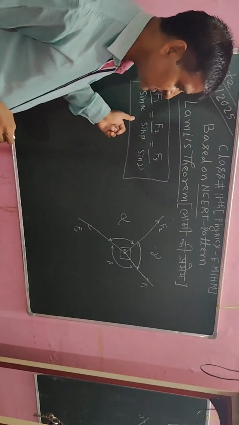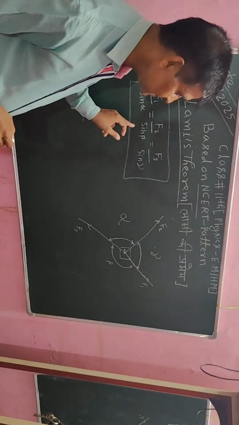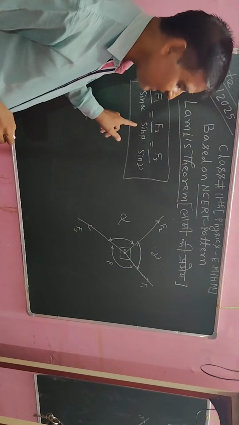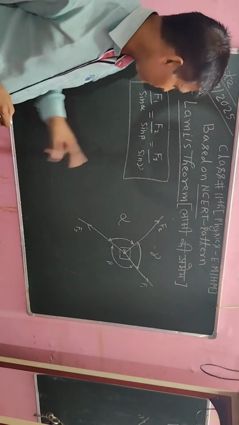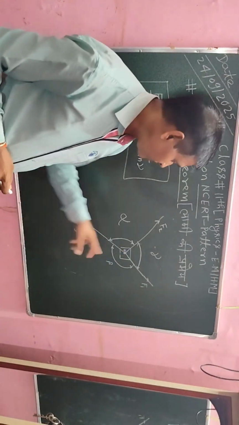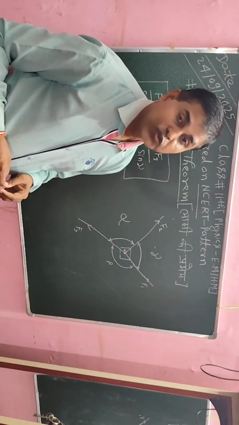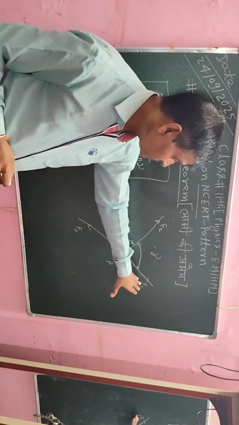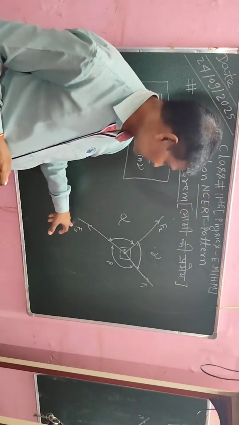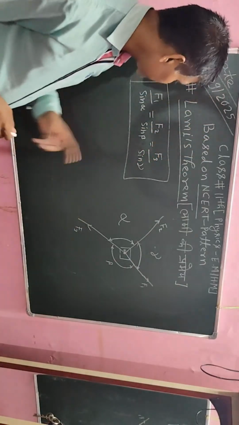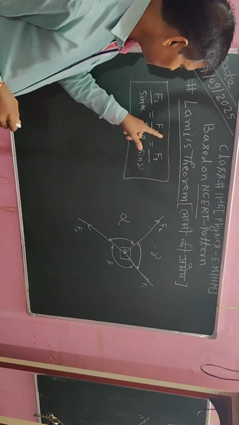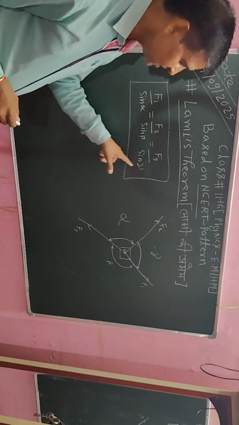So this condition is given by this person Lami, and I remember this theorem as Lami's theorem. Okay students, I hope you are understanding clearly, because if any object has three forces acting on it, we have to calculate the value of force F1, force F2, and also force F3. So we use Lami's theorem: F1 divided by sin alpha is equal to F2 divided by sin beta, and F3 divided by sin gamma.